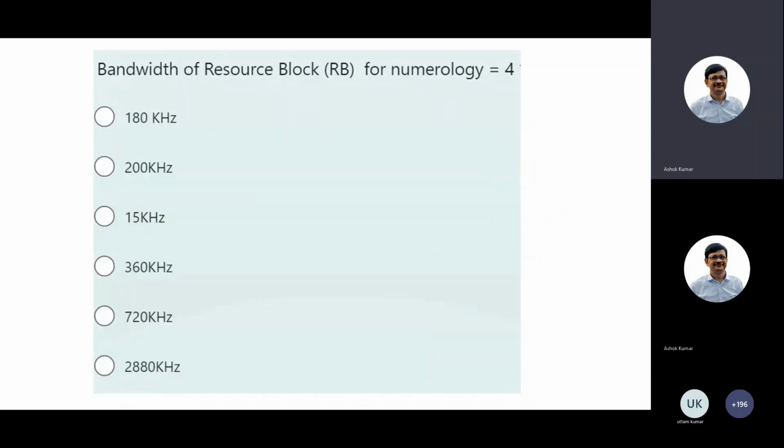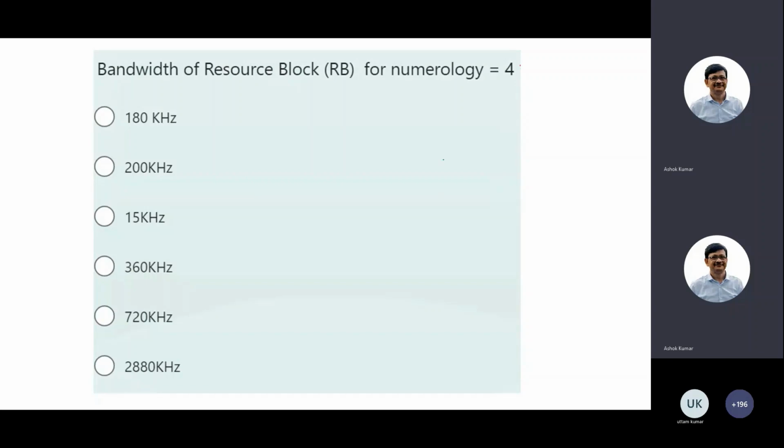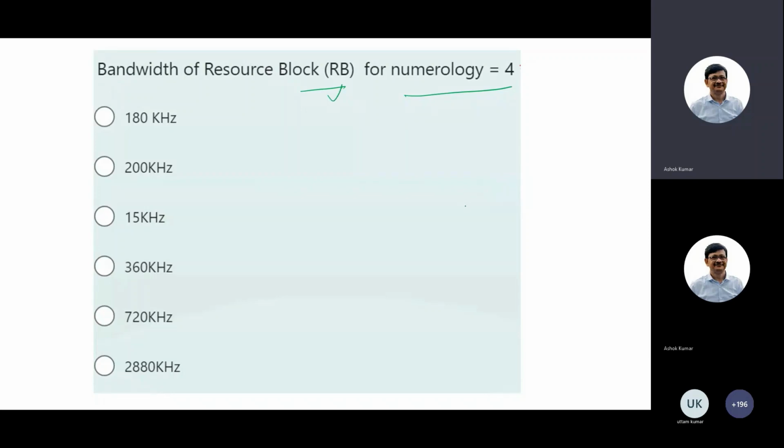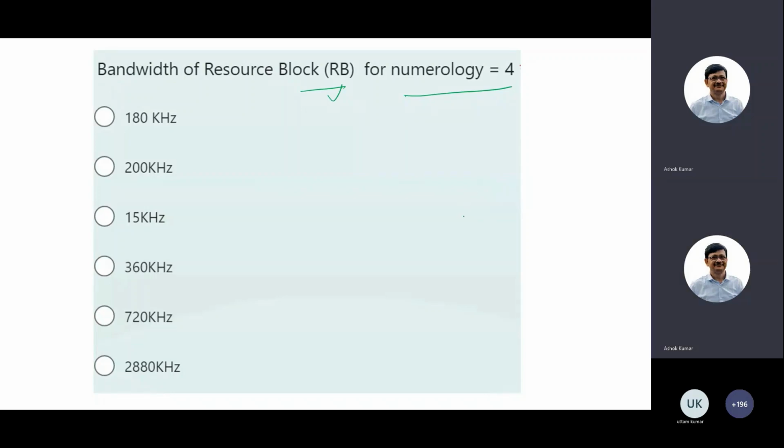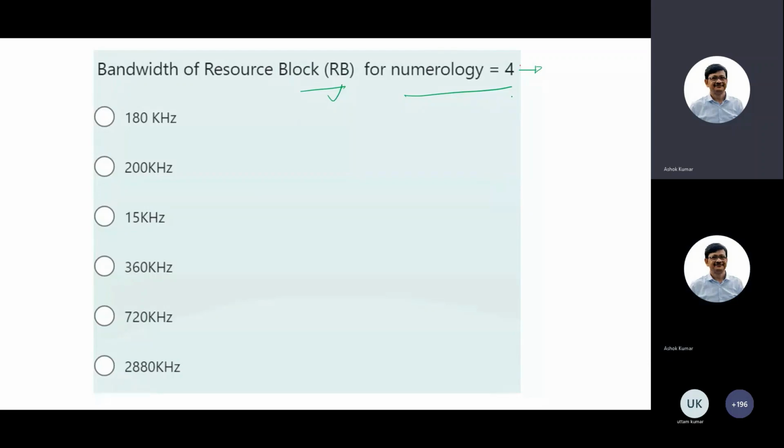Okay, good. Now suppose we have numerology 4, then what is the bandwidth of RB? If we have RB of numerology 4, what will be the bandwidth? Please calculate. First of all, you have to know what numerology 4 is, and then you calculate by multiplying it by 12.